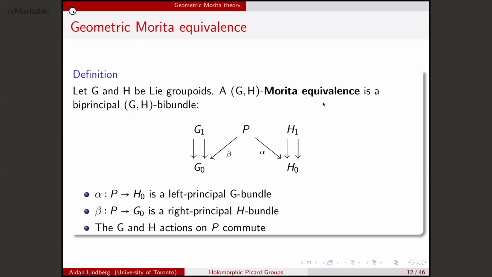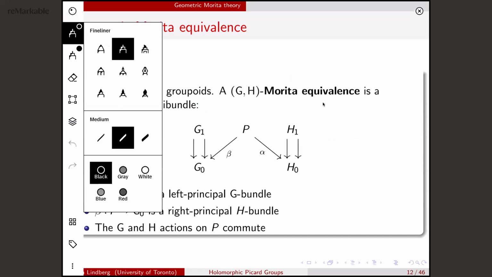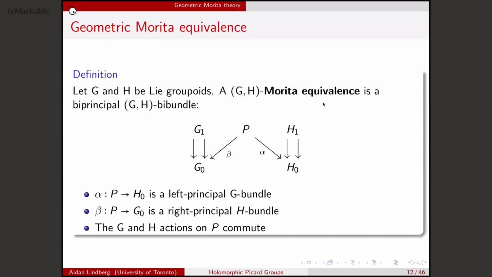So now we're going to do something which is inspired by this notion of Morita equivalence from algebra. In algebra, there are these things called Morita bimodules. So you have two rings, R and S, and you want to tensor on the left and right by this bimodule. What we're going to do here is replace these things by spaces. We're going to have some space P now with a left G action and a right H action. P is going to be called a GH Morita equivalence if it's a bi-principal GH bibundle.